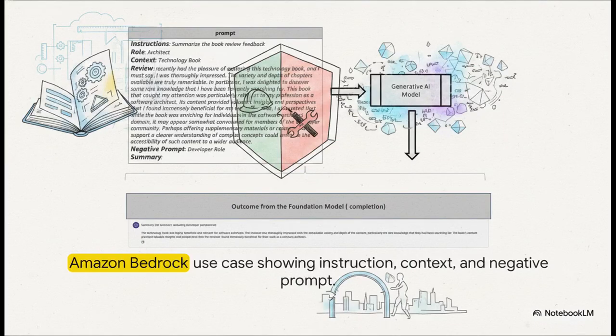And this brilliantly illustrates exactly what we're talking about. In this Amazon Bedrock use case, we're asking the model to summarize book review feedback. But notice the specific guardrails applied here. We've assigned the role of architect, given the context that it's a technology book, and, this is the really crucial part, we've used a negative prompt, developer role. By explicitly instructing the AI to exclude the developer perspective, the final summary perfectly aligns with what an architect cares about. It just surgically removes the noise that would otherwise completely clutter up the output.